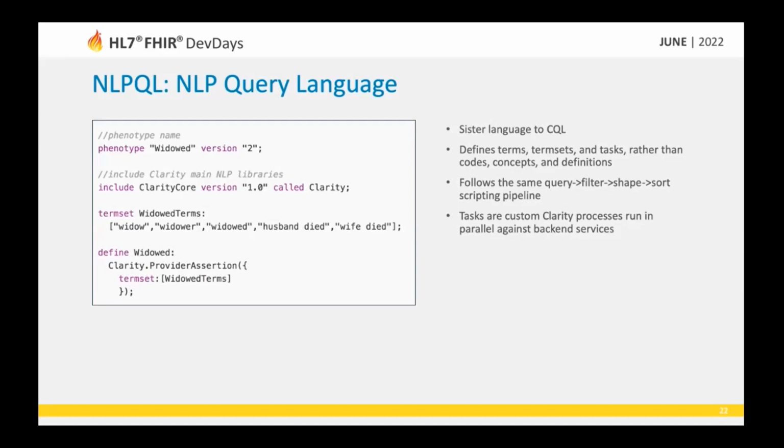So in this example here, we have a widowed definition. The provider assertion is to try and find a positive case in which the terms widow, widower, widowed, husband died, or wife died appeared in the text, and that would be an assertion of a widowed person.